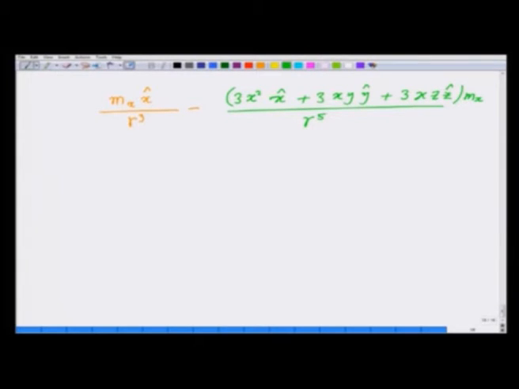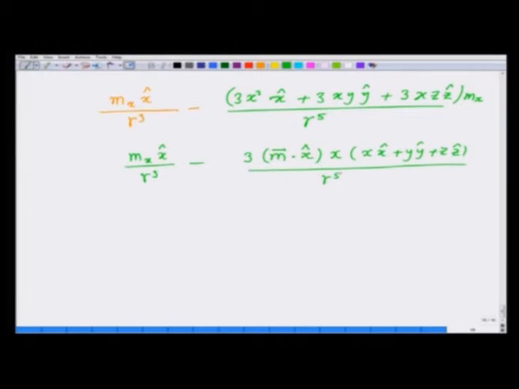So, I can write this as mx x unit vector divided by r cubed minus 3 m dot x unit vector, that gives me mx. I can take x out, then I am left with x plus y plus z vector over r raised to 5.